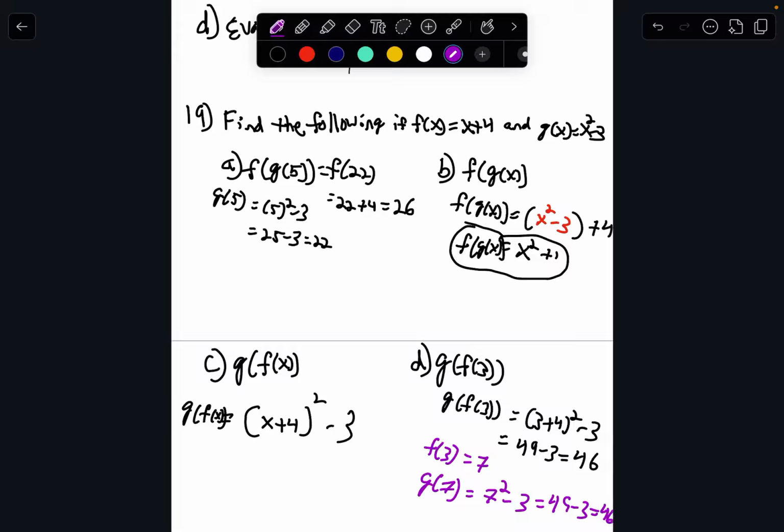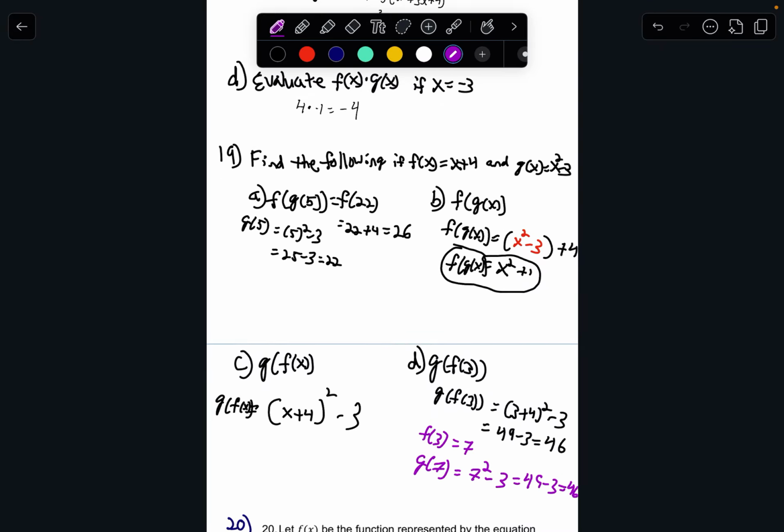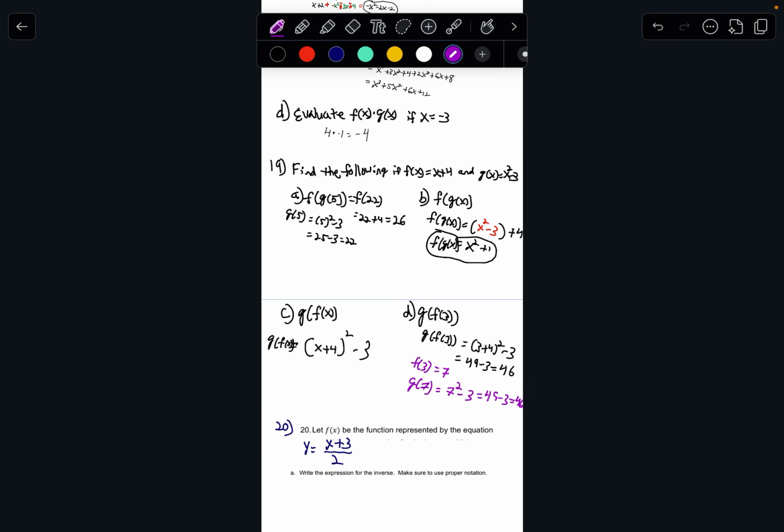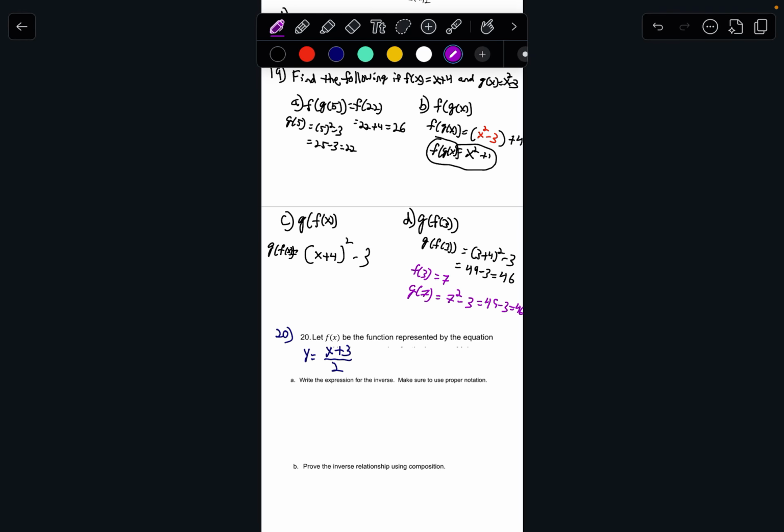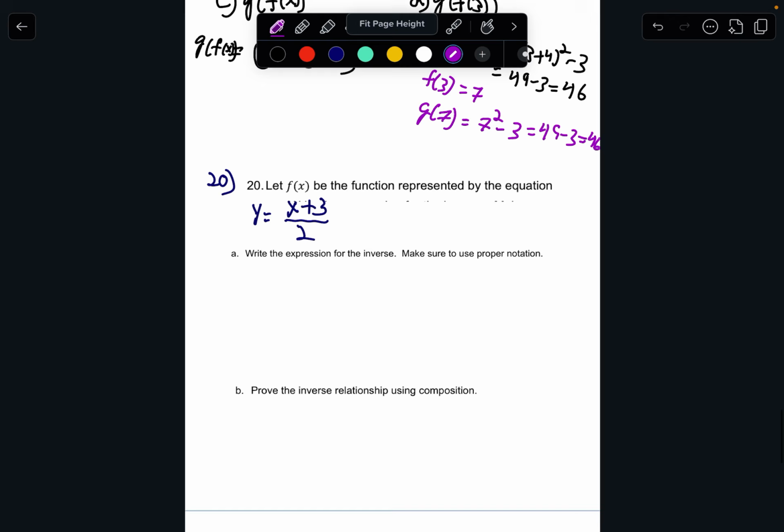Either way is fine. And that's all that you're responsible for on the final. Finally, number 20 is something that we're going to do on Thursday, and we're probably going to have to hit it again when we get back. It's talking about something called an inverse, and they want you to find the inverse and then prove the inverse relationship using composition.